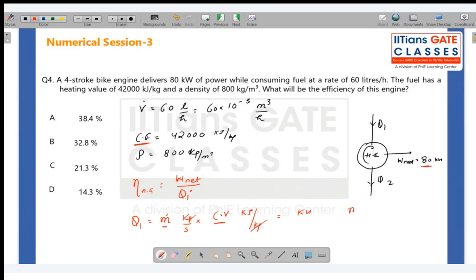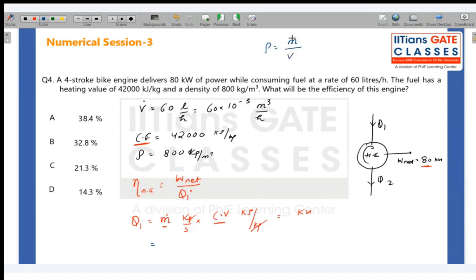How can I calculate mass flow rate? Mass flow rate is equal to volume flow rate into density. Density is mass per unit volume. So Q1 is equal to density into volume flow rate into calorific value. Now density is 800, volume flow rate is 60 into 10 to the power minus 3, and it is per hour, so I need to divide it by 3600 to get it into per second, into calorific value of 42,000. So this is your Q1.